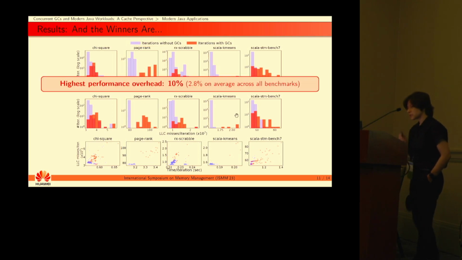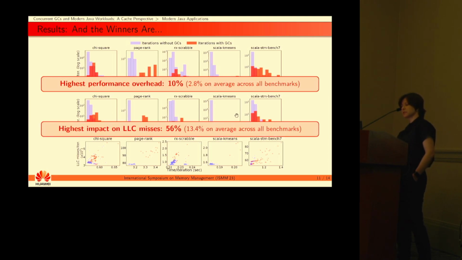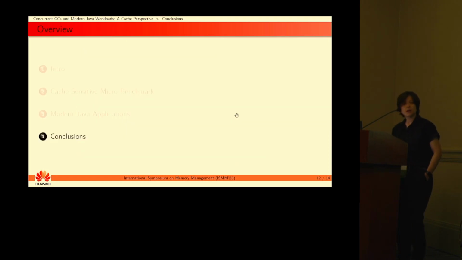However, the results weren't spectacular. The highest performance overhead we got was 10%. The highest impact on LLC misses was 56%. Remember those 3x and 3 orders of magnitude from earlier? Well, they're not there anymore. So what gives?